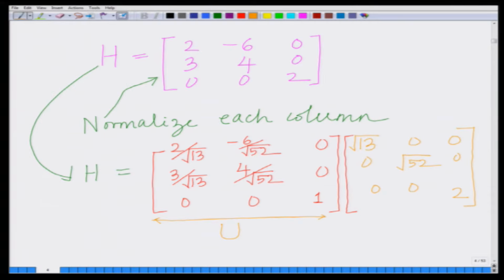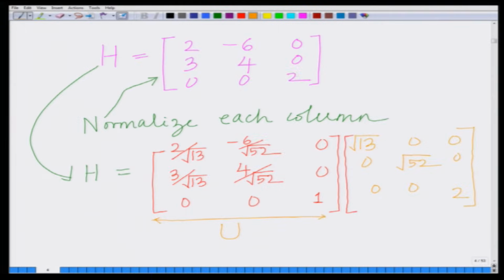Now, you can see that U Hermitian U will be identity, because it has orthogonal columns and we have normalized each column to have unit norm. Therefore, U Hermitian U will be identity. However, if you look at this matrix, the singular values, that is square root of 13, square root of 52 and 2 are not ordered, because square root of 13 is less than square root of 52. I have to arrange the singular values in a decreasing order.